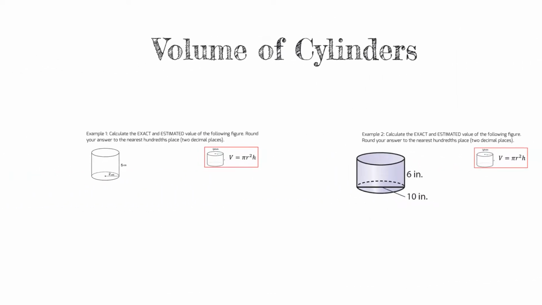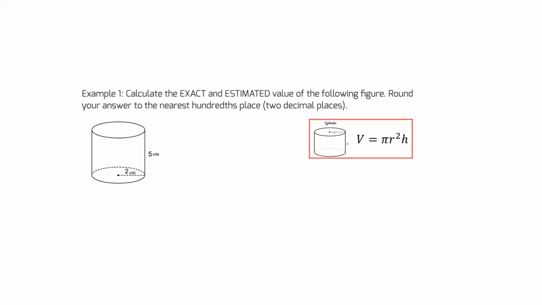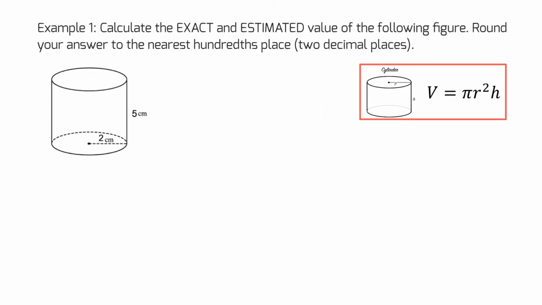So let's get started. Example 1 says calculate the exact and estimated value of the following figure. Round your answer to the nearest hundredths place, so that's 2 decimal places. The volume of a cylinder is V equals pi r squared times h. Here's what everything represents. V stands for volume. Pi is always approximately 3.14. R is the radius, and h is the height.